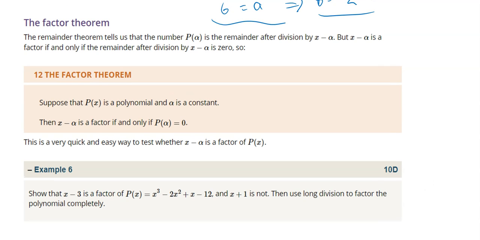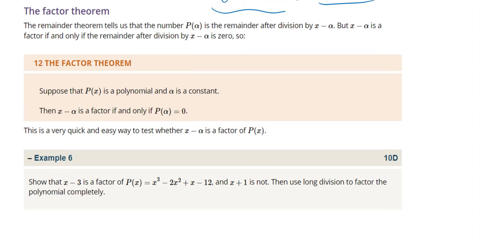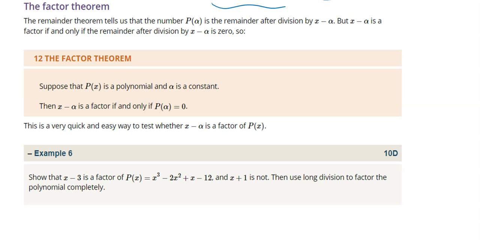Factor theorem. Now I've got to try and remember the difference. The factor theorem tells us that P of a is the remainder after that division, but x minus a is a factor if and only if the remainder is 0. So this is using the remainder theorem to tell us that when the result is 0, then x minus whatever number we put in for P of x is a factor, which means there'll be no remainder, an actual factor. So that's all they're saying.